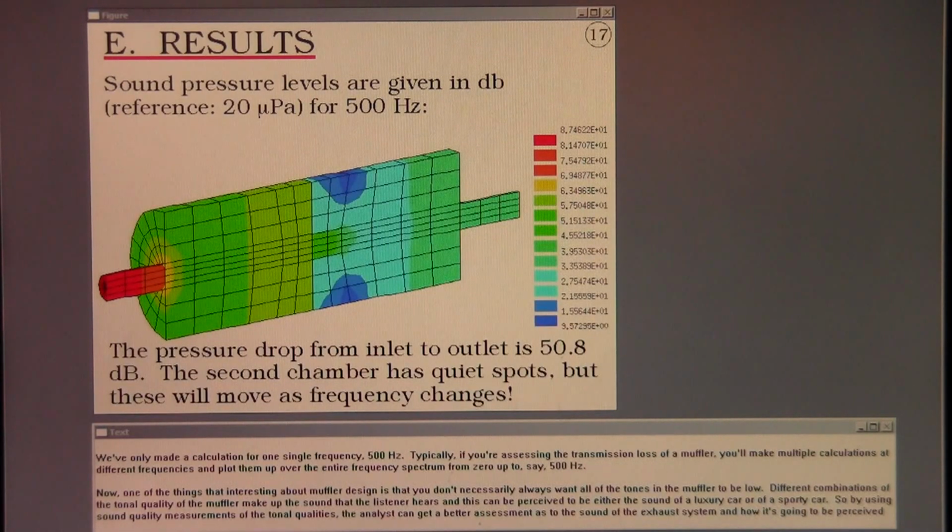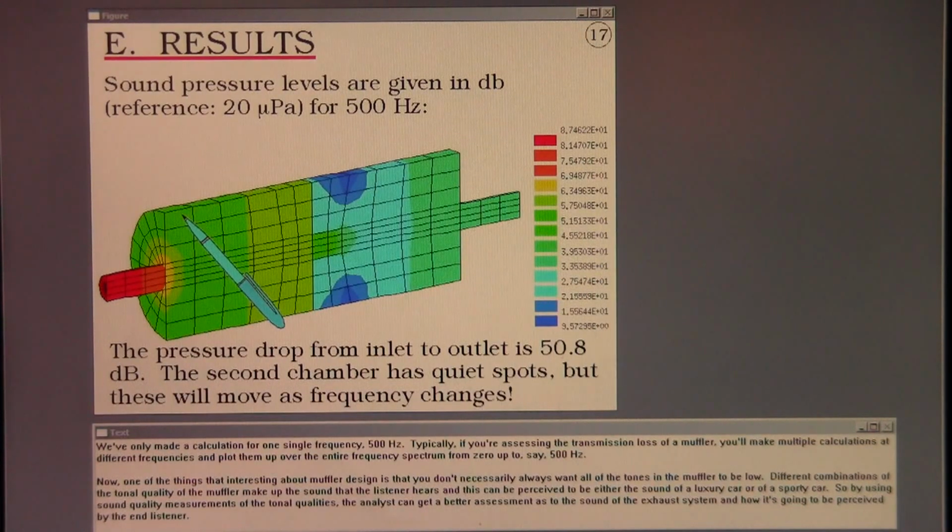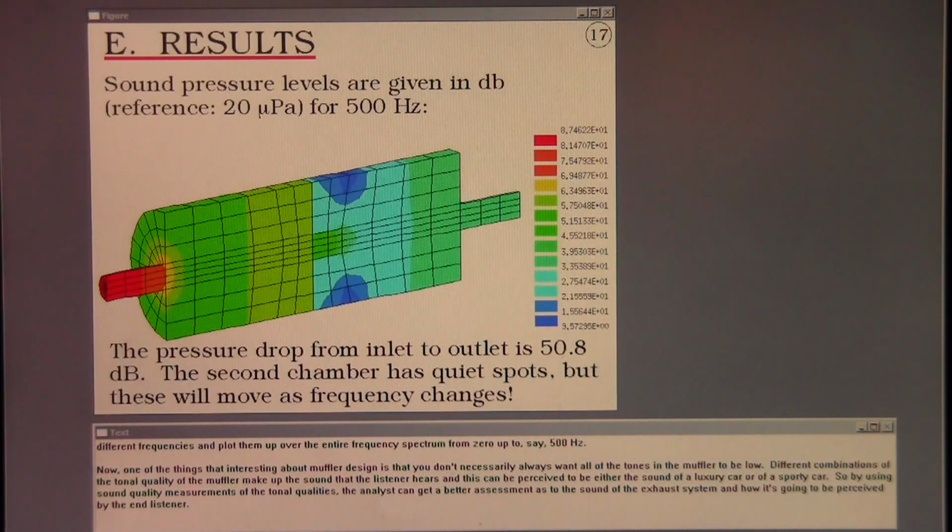One of the things that's interesting about muffler design is that you don't necessarily always want all of the tones in the muffler to be low. Different combinations of the tonal quality of the muffler make up the sound that the listener hears, and this can be perceived to be either the sound of a luxury car or of a sporty car. So by using sound quality measurements of the tonal qualities, the analyst can get a better assessment of the sound of the exhaust system and how it's going to be perceived by the end listener.